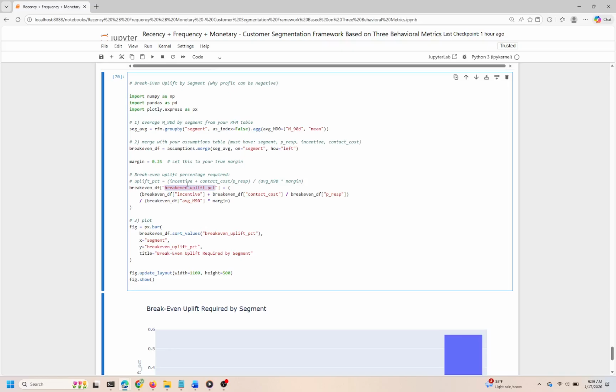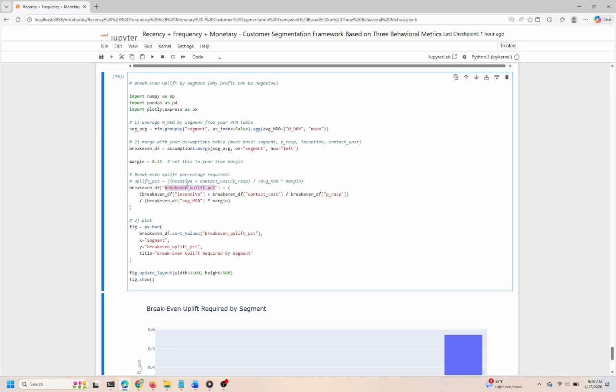A key step here is calculating the break-even uplift percentage, which combines the incentive and contact costs divided by the response probability, all adjusted for the average monetary value and our defined profit margin. Essentially, this formula tells us what percentage increase in engagement we need to achieve to balance our costs against potential revenues. It's important to remember that misestimating any of these assumptions, like response rates or costs, could lead to unreliable insights, so careful evaluation is essential.